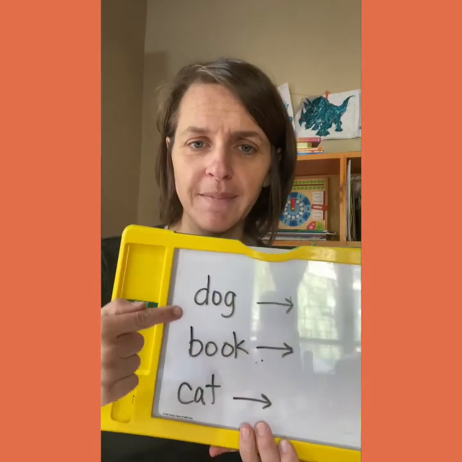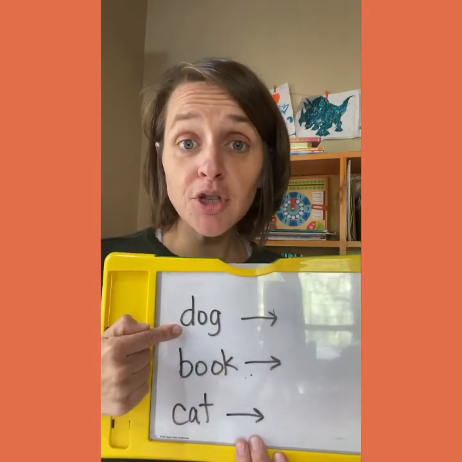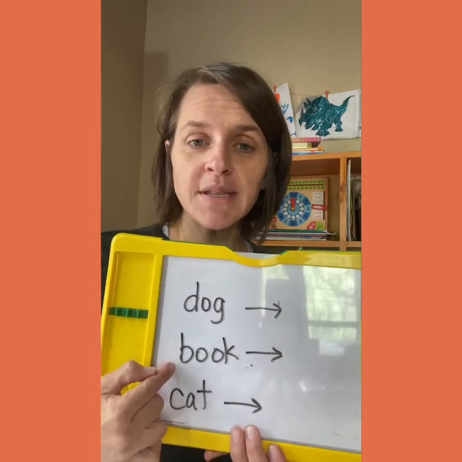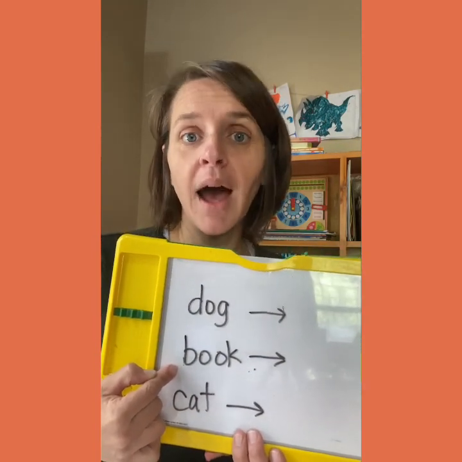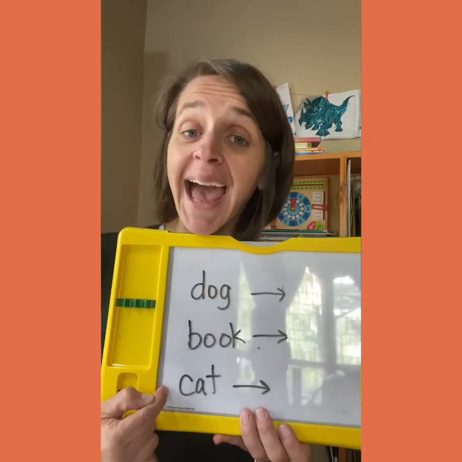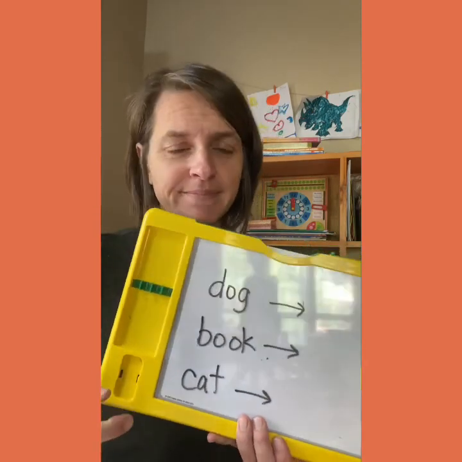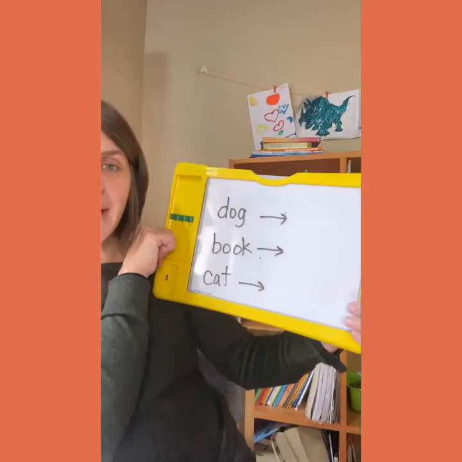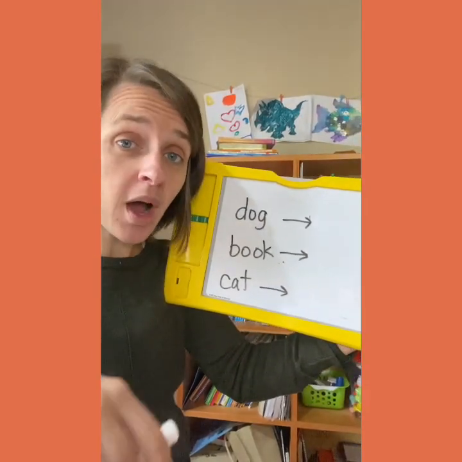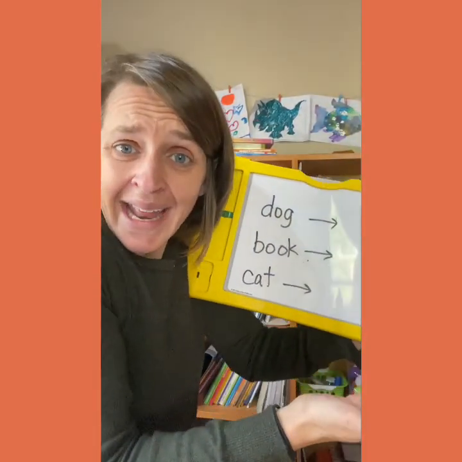So read with me. This one says dog. I have a dog. This one says book. I like my book. This says cat. I have a cat. I don't have a real cat, but anyway, so then if I want to change it and I mean more than one, all I'm gonna do is add an S.